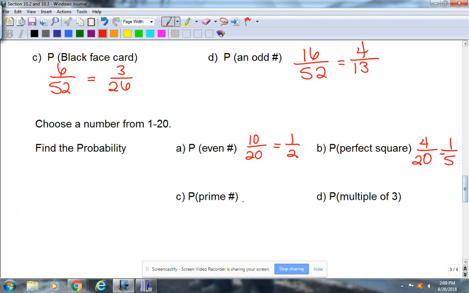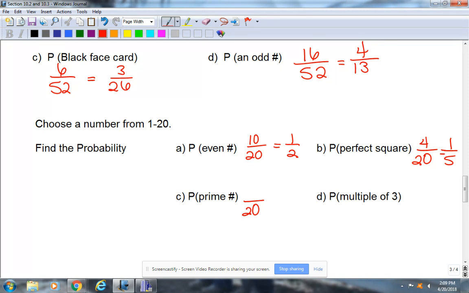C wants the probability that we get a prime number. So let's list our prime numbers 1 through 20. 1's prime, right? 2's prime. What else is prime? Is 3 prime? What does prime mean? That the only factors it has are 1 and itself.